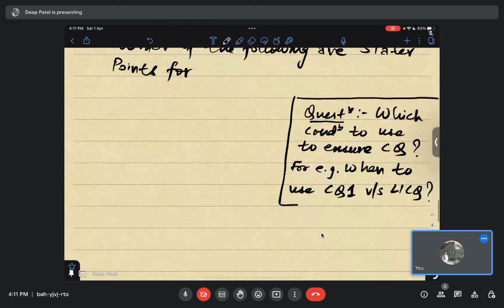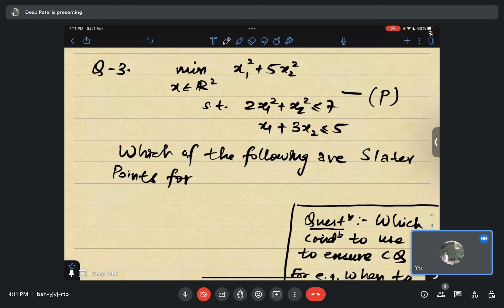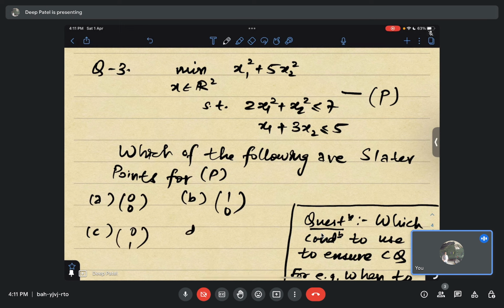Okay, so let's get back to the question. For this optimization problem, here you have a quadratic and a linear constraint. The question asks us to find Slater points. The options are as follows: (0, 0), (1, 0), (0, 1), and (1, 1).